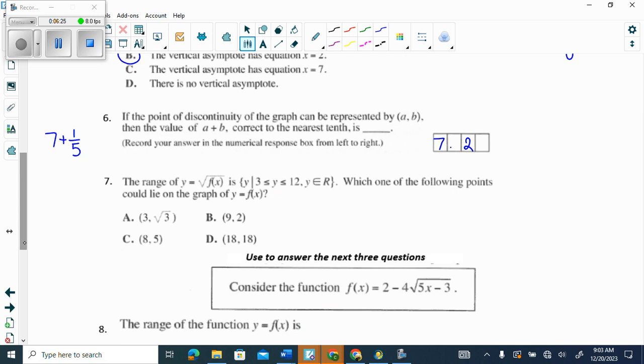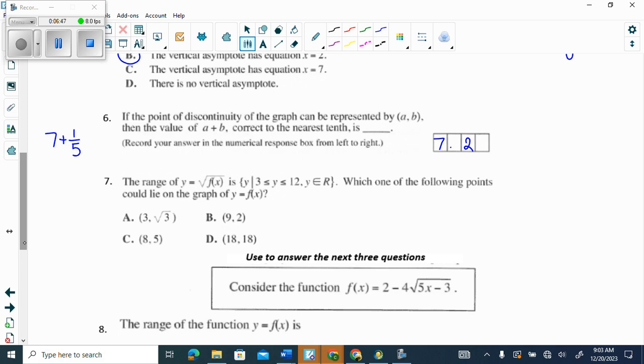Okay, the range of the graph. Once again, we're given the range of a square-rooted graph, right? Are we not? It's between 3 and 12. Which of the following points could lie? So here's the "could lie" thing because they didn't give us actually what the y's are. So which one could lie? So we have between 3 and 12. What were they? They're now 3 and 12.